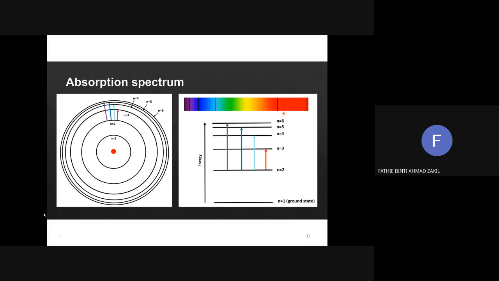So to summarize, the reason for these black lines on the absorption spectrum is that the electron transitions between n equals 2 to 3, or 2 to 4, or 2 to 5, or 2 to 6. The electrons have absorbed the energy, and the energy that's absorbed corresponds to the wavelength of visible light.